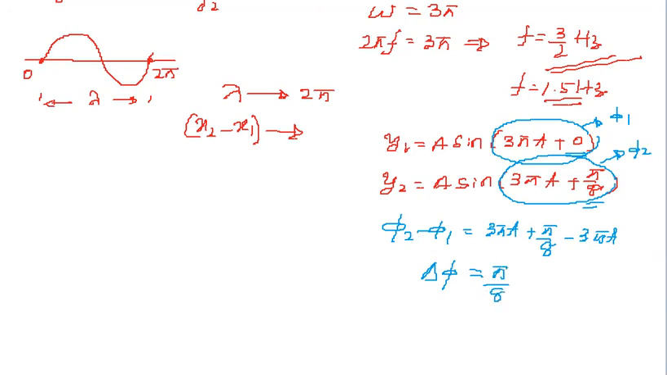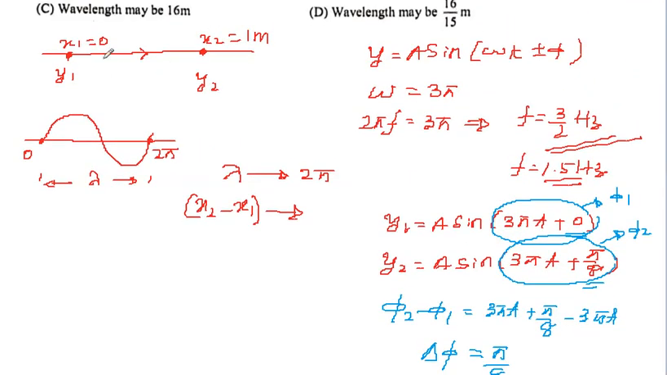That means by the time the wave reaches the point x2, its phase changes from 0 to pi by 8. The horizontal displacement from x1 to x2, that is x2 minus x1, corresponds to the phase change of pi by 8. What is x2 minus x1? x2 is 1 meter and x1 is 0, so this value is 1 meter.